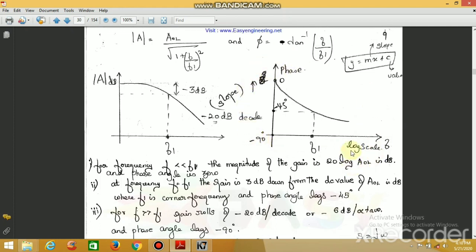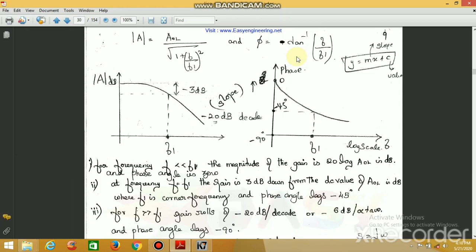So there are two components I said. One is the magnitude component, that is |A|, and another one is the phase component, that is phi, and it is calculated as tan inverse of f by f1. So for both the magnitude as well as the phase component, when the frequency is less than f1, the gain will remain constant, and there will not be any decay in gain, and there will not be any phase difference.